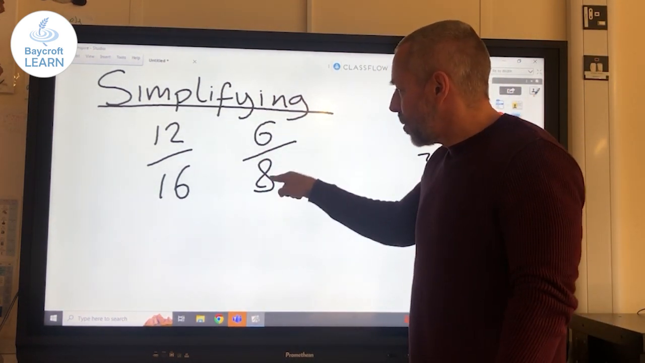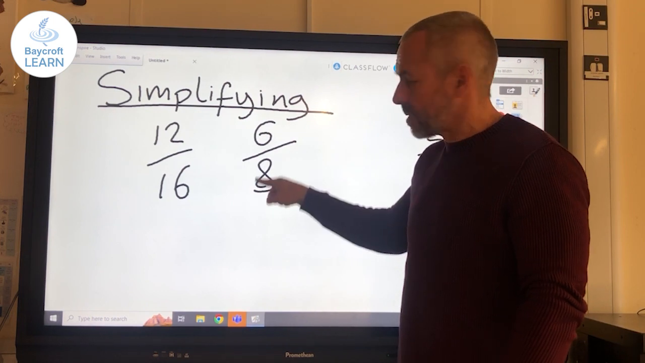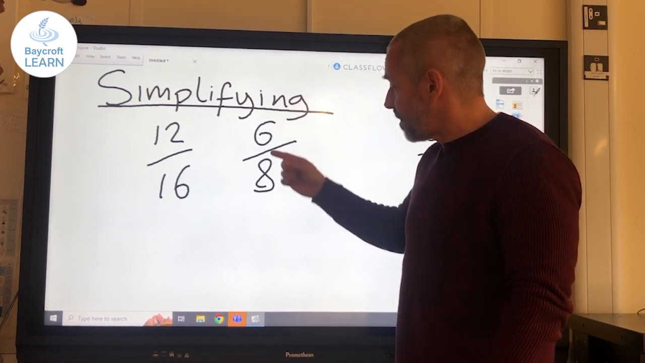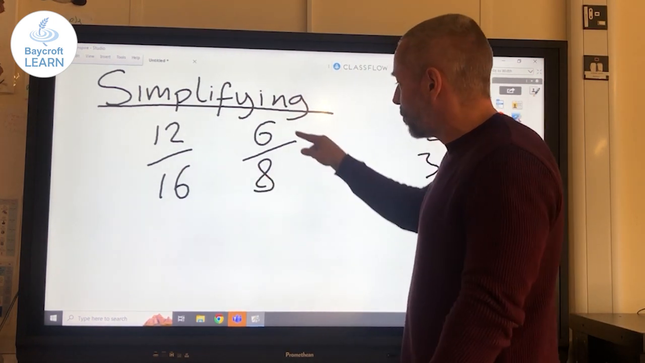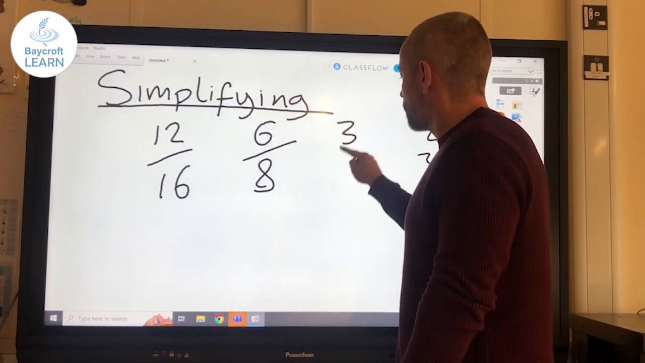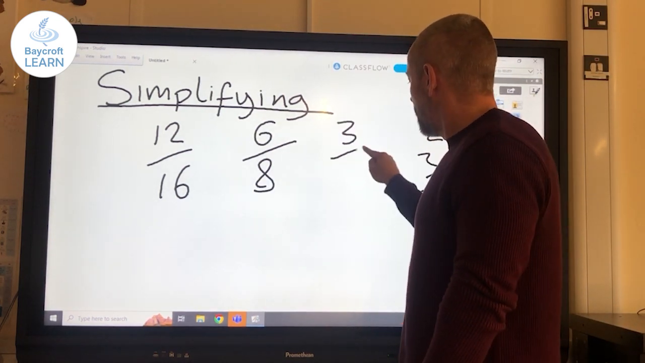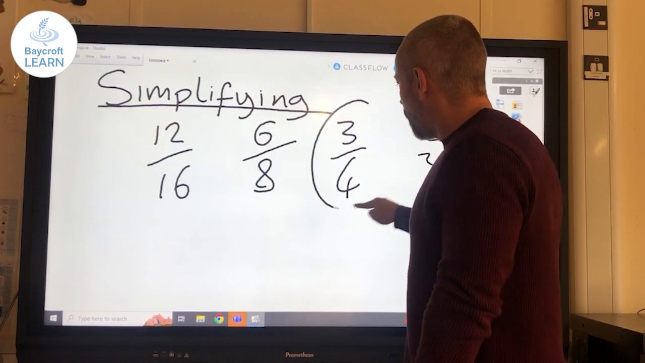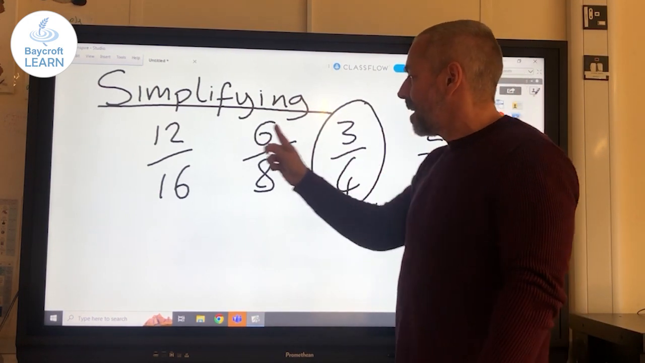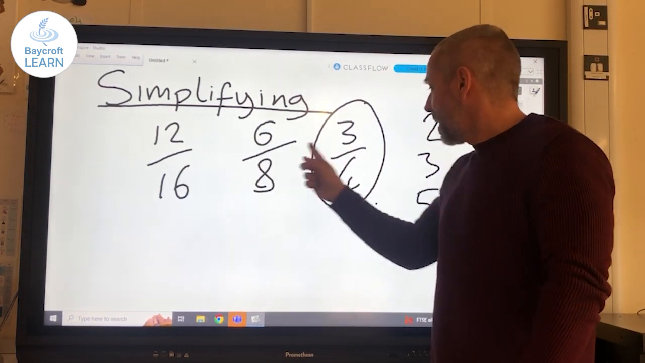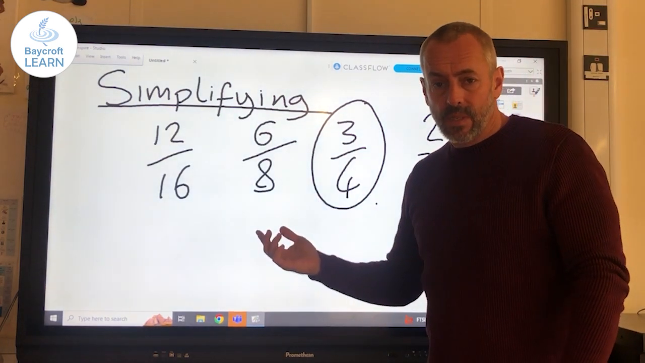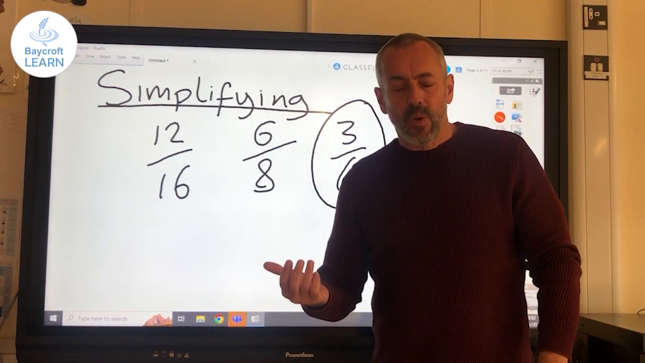We can still divide the top and the bottom numbers. So 6, again, is an even number, as is 8, so we can divide by 2. So 6 divided by 2 will give us 3, 8 divided by 2 will give us 4. Now we can't go any further. So this is saying the same as that, but in much smaller numbers. Okay, and that's what we do when we're simplifying.